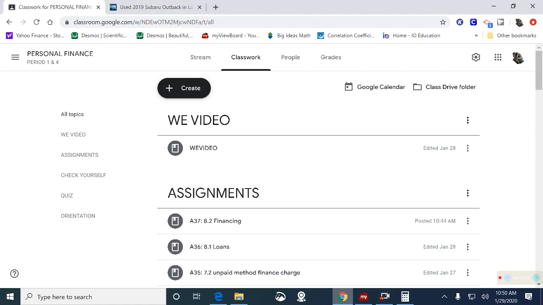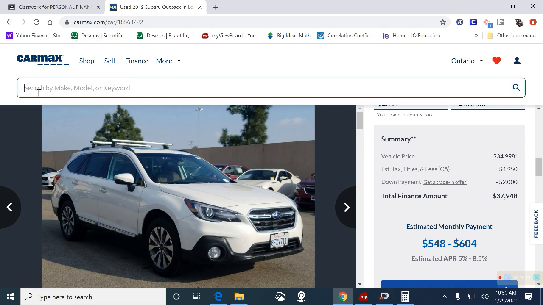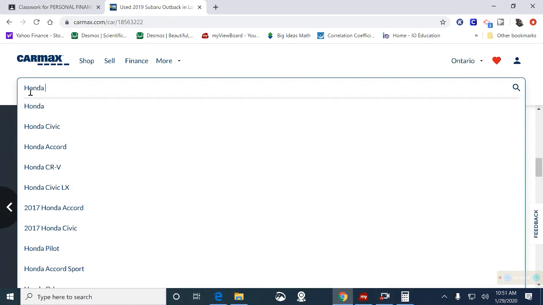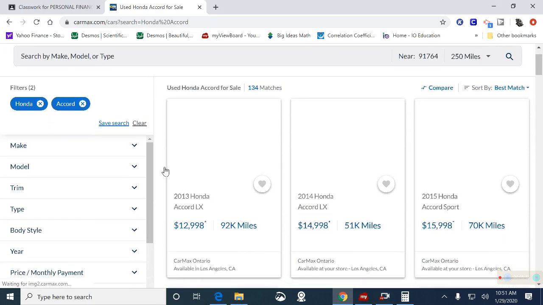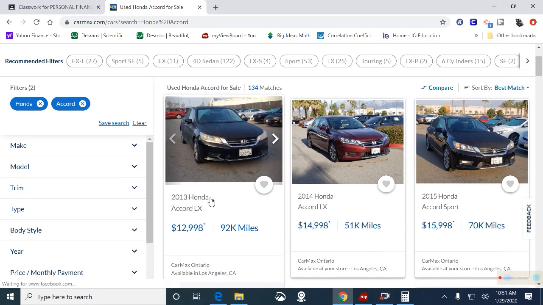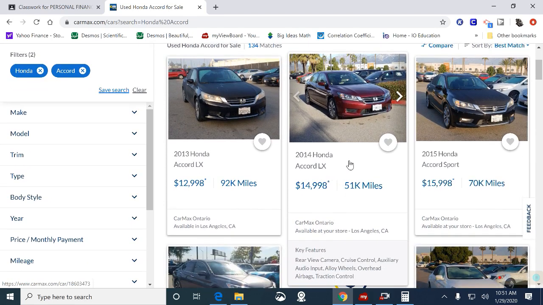For instance, let's do some car shopping. I got a CarMax website right here. Let me look for, how about a Honda Accord? Let's do some car shopping. Honda Accord. Okay, so here we go. So here's a 2013 Honda Accord LX, 2014. Look, here's the price. Here's how many miles it has, because these are used cars. This one looks kind of nice, a little cherry candy apple red car. Let me click on it.